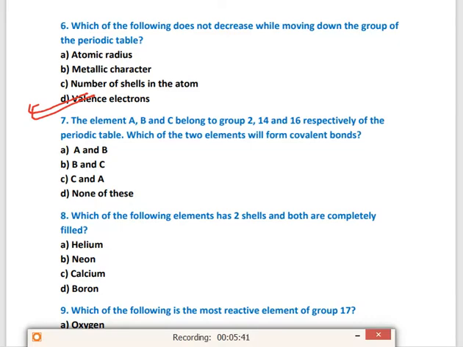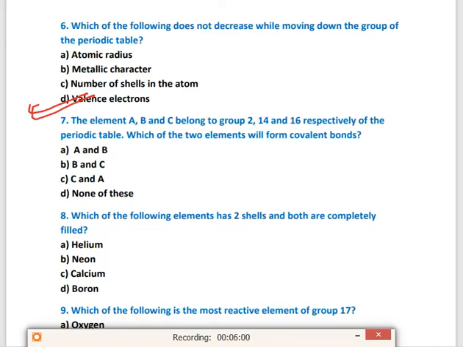Whether it is group number 1, the number of valence electrons is 1, all the elements will have only one valence electron. In group number 2, the number of valence electrons is 2, because in every group all the elements will have the same number of valence electrons.